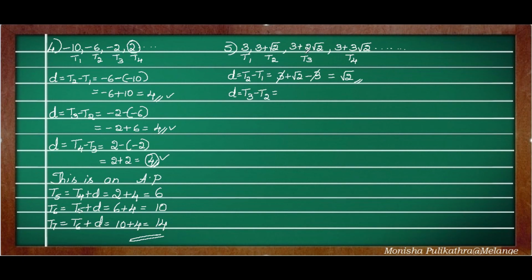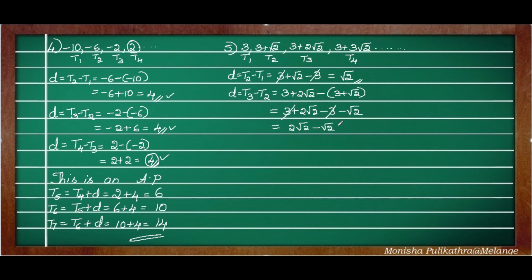So here T3 is 3 plus 2 root 2. Next, after minus, you put a bracket here. T2 is 3 plus root 2. Now we have to take the numbers out of the bracket by multiplying with the minus sign. So minus into plus, minus 3, minus into plus, minus root 2. Here plus 3 and minus 3 cancel each other. So the remaining will be 2 root 2 minus root 2.